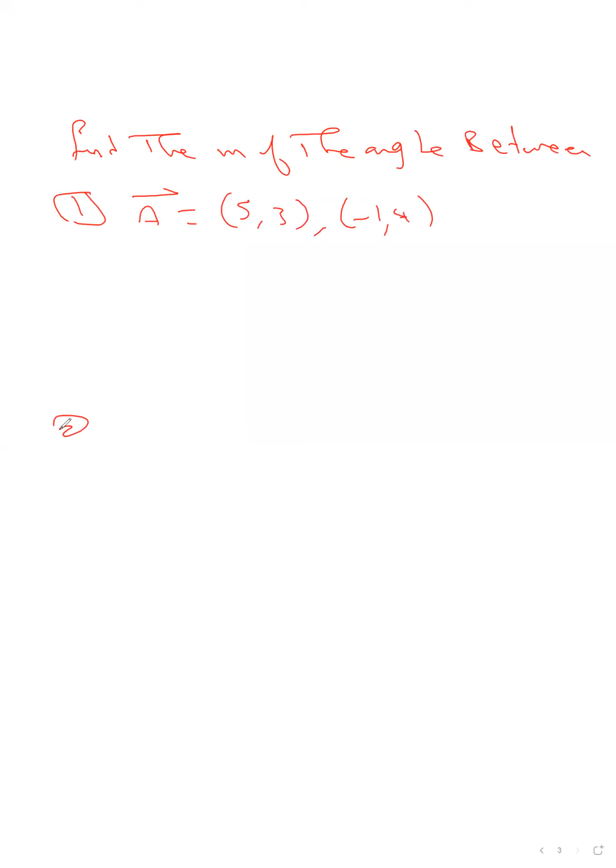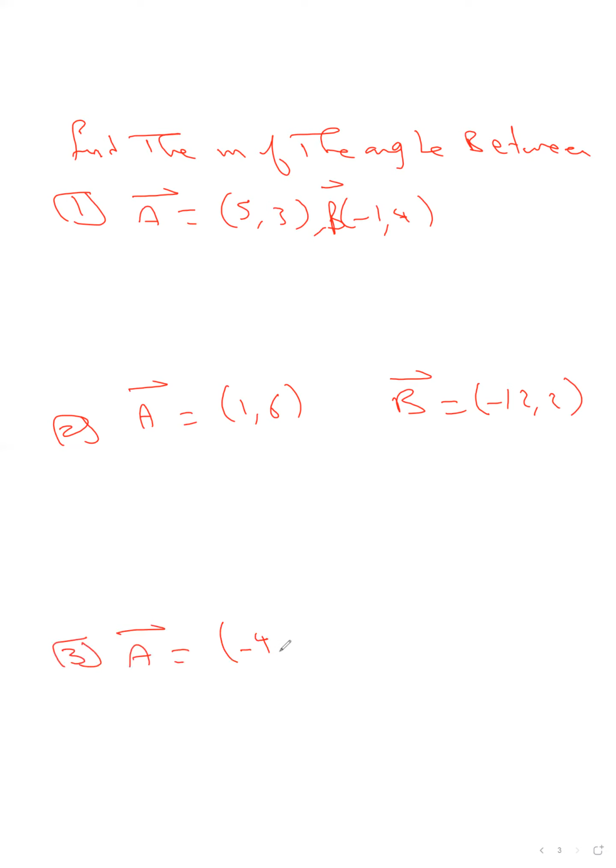Number two: A is (1, 6), B is (-12, 2). Number three: A is (-4, 0) and B is (2, 1). Find the angle between each two vectors in the three exercises, and I'll give you 3 minutes to solve.